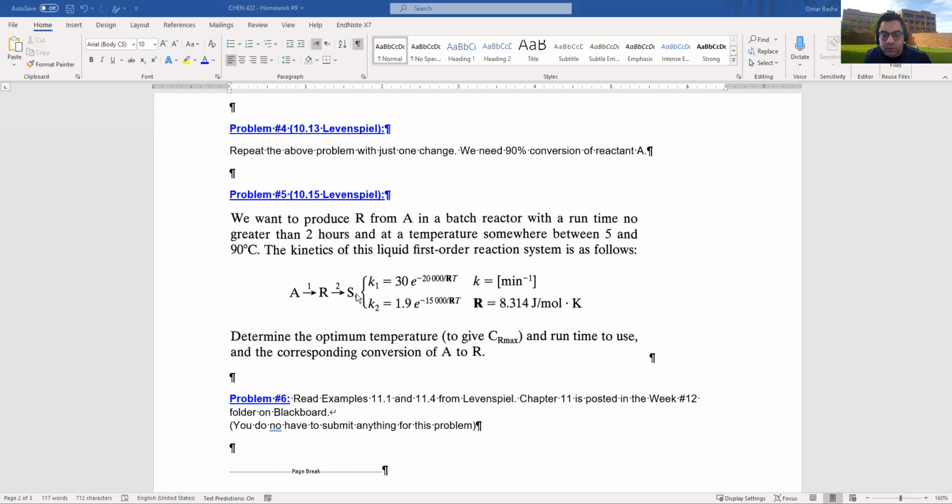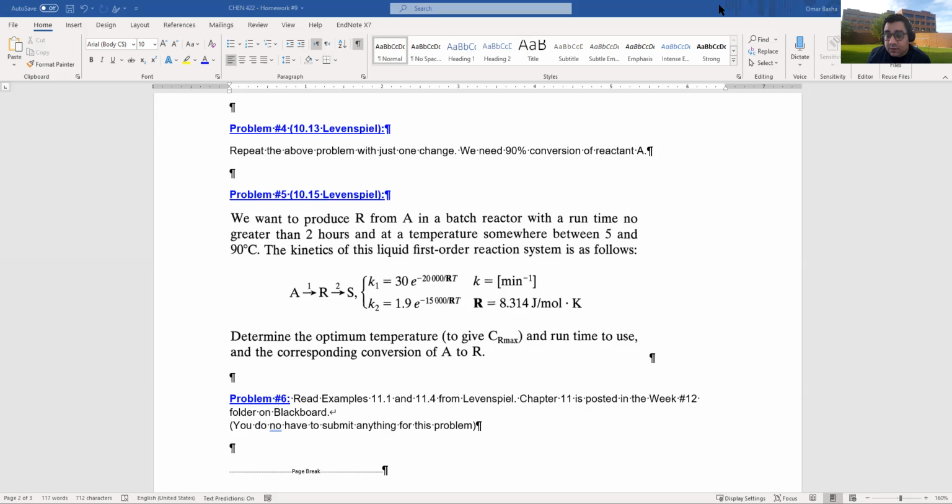So A goes to R goes to S. I want to maximize R, and K1 has this expression, K2 has this expression. Determine the optimum temperature to give CR max, the runtime to use, and the corresponding conversion from A to R. Okay, so this is a system of reactions in series. If you recall, this was part of your exam, right? To get the equations for CR max and tau, we need to use specific equations. However, first of all, we need to determine our optimum operating temperature.